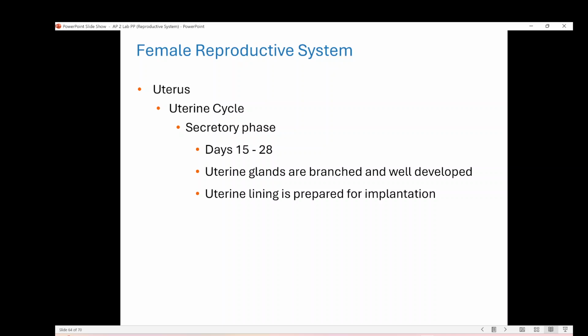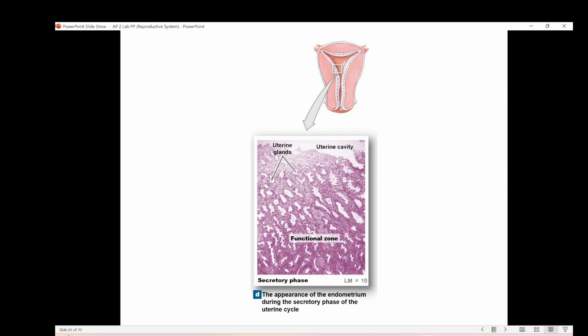So if there was a pregnancy and the cells of conception came down, they would have a place to implant. So you can see now we have nice uterine glands over here, and a nice thick functional zone of the uterus for implantation for those cells of the baby, of the embryo.